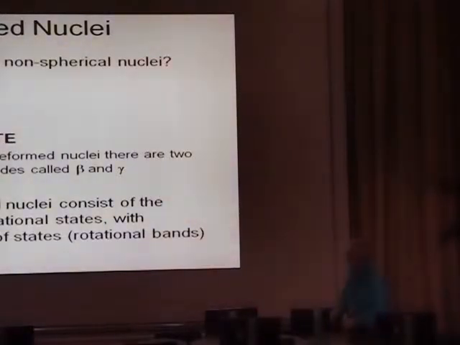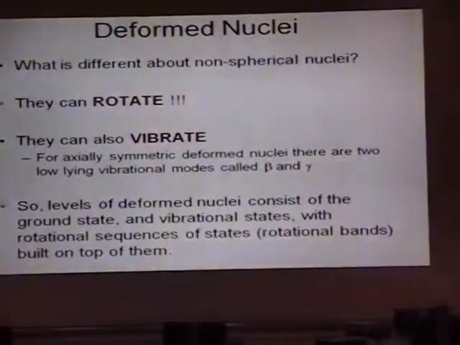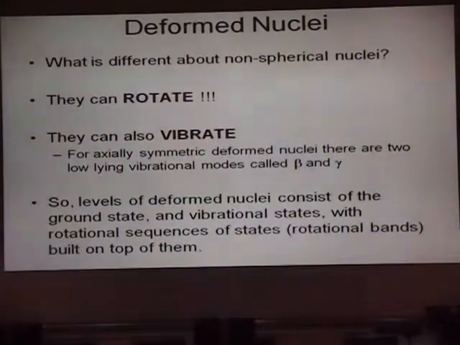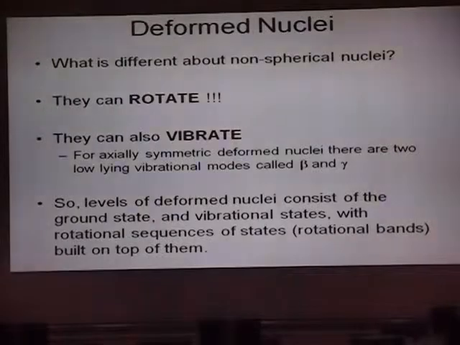Okay. Anyway, so deformed nuclei can rotate and they can vibrate. And so the levels of deformed even nuclei will consist of the ground state, some vibrational modes, like the phonons we just saw for spherical nuclei, and rotational sequences called rotational bands built on top of them.